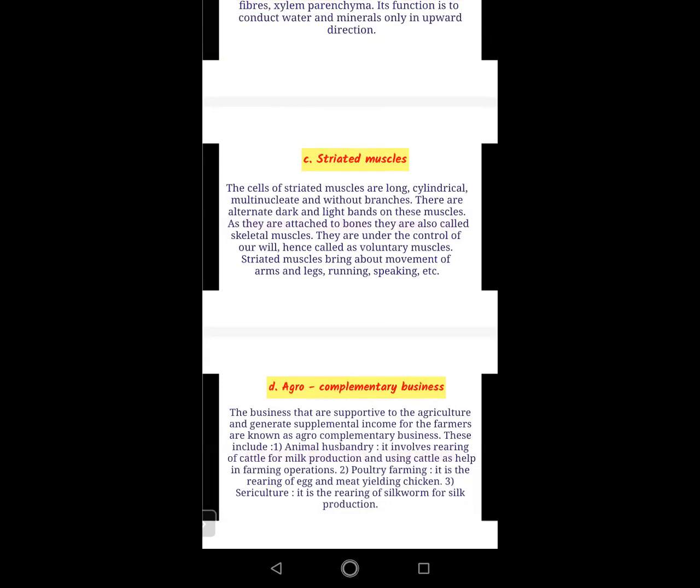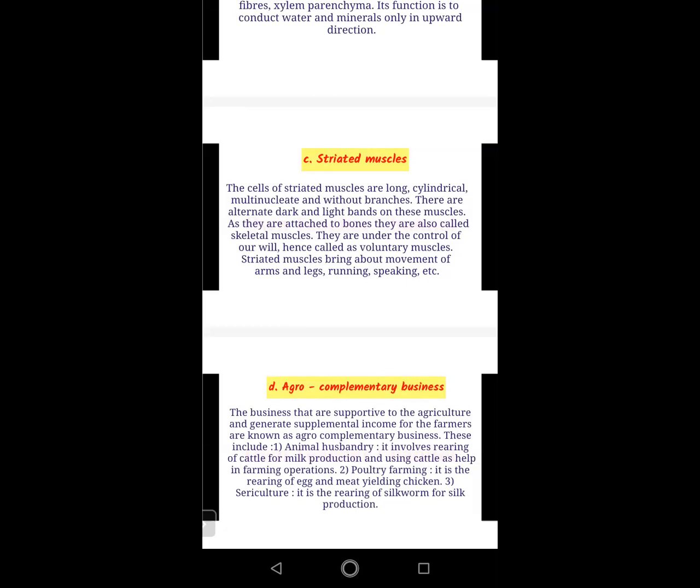Next is agro complementary business. First of all, you should know what agro complementary business is. Agro means it is related to agriculture. Agro means agriculture, and agro complementary business means business other than agriculture. Students, as you know, in agricultural production the main thing is to cultivate the different types of crops. That is the main occupation in agriculture. All the farmers generally only cultivate the crops, then harvesting and all the processes follow. Now, complementary business means what other kind of business can be done on that farm.